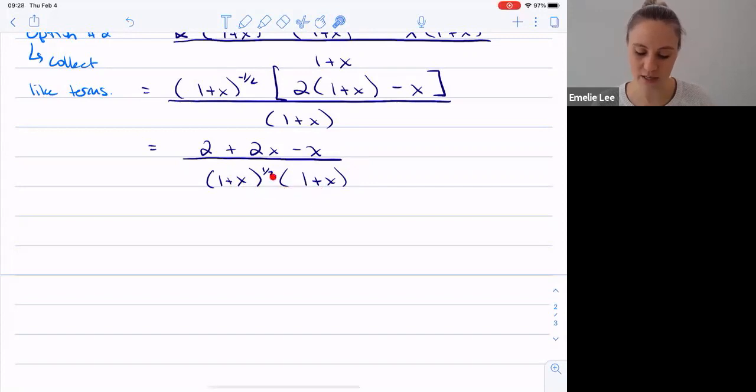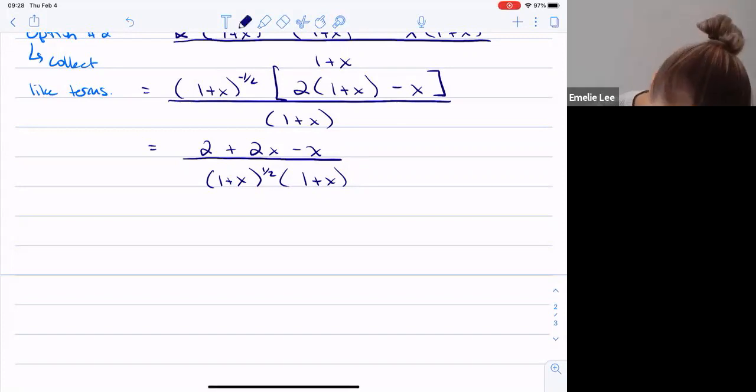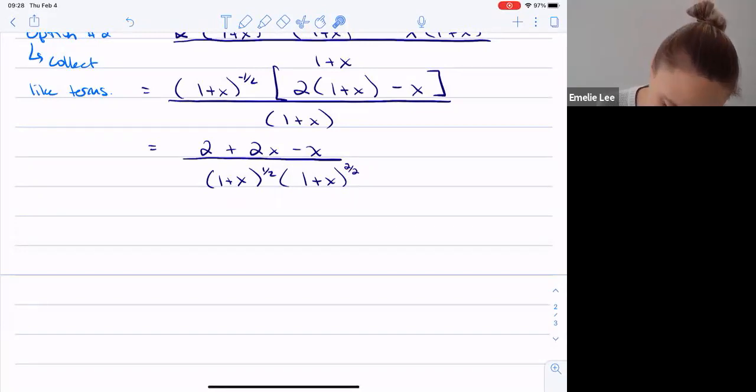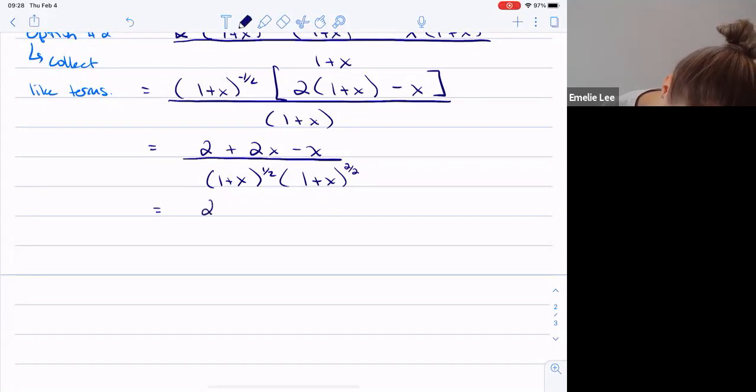To combine these, I've got 1/2 + 1, which if you rewrote 1 as 2 over 2, that's 1 over 2 + 2 over 2, which becomes 3/2. So whether you went straight to 3/2, or if you actually found the common denominator and added them, either way, you're gonna end up at the same number, which becomes (2 + x) over (1 + x) to the 3/2.